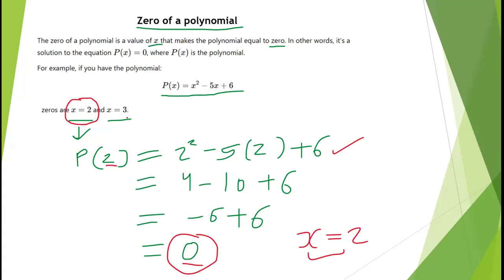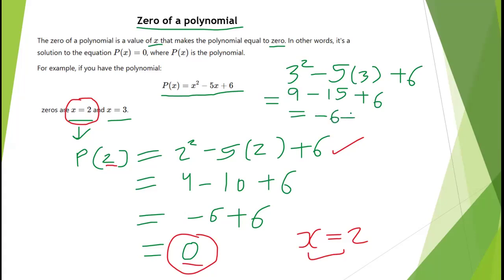Now, similarly, we can check with x equal to 3 also. Let's check with x equal to 3 now. So if I put x equal to 3 in this polynomial, what we will get? We will get 3 square minus 5 into 3 plus 6. So this will give us 9 minus 15 plus 6. So this will give us minus 6 plus 6, which is equal to 0.